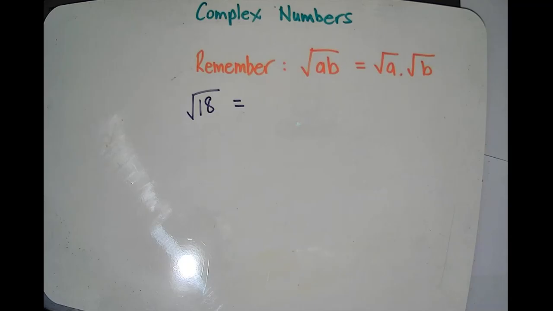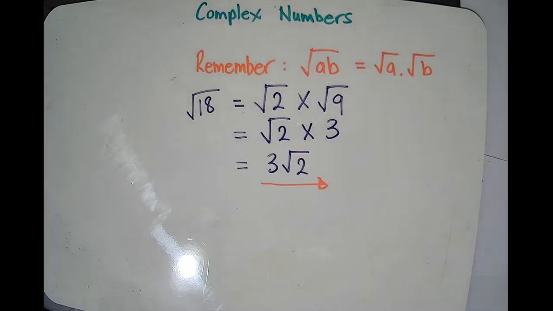Square root of 18, for example, can you break it down into the square root of two numbers? Square root of 2 times square root of 9. Square root of 2 will remain square root of 2. Square root of 9 will be equal to 3. So we have square root of 2 times 3. Put them together, we will have 3 square root 2.